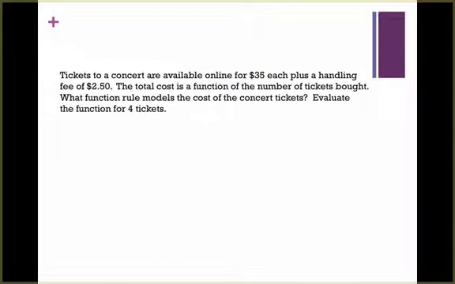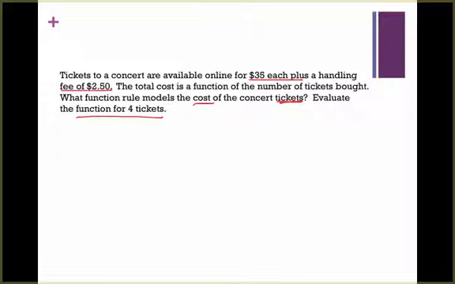Now let's apply this to a real-world concept. Let's say that we have tickets to a concert available online for $35 each, plus a shipping or handling fee of $2.50. The total cost is a function of the number of tickets that we bought. So what would be a function rule that models the cost of the concert based upon the number of tickets that we're going to buy? And then we're going to evaluate that for 4 tickets.